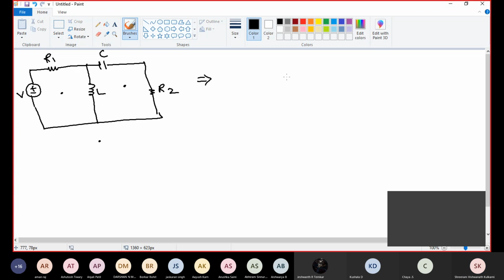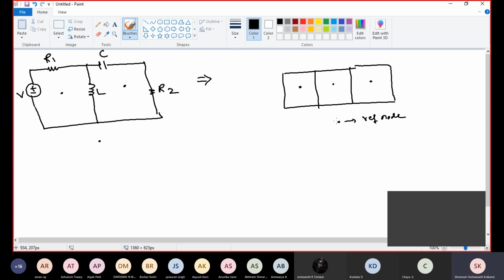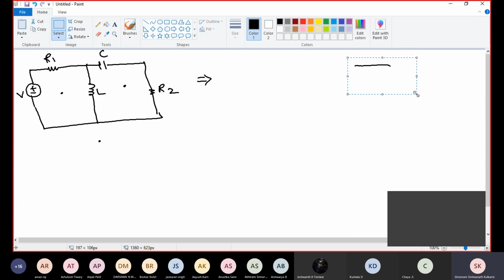Okay, if I am having 3 loops, then I need to place one dot in all the loops and one reference node outside the network. Now here for this example, you are having only 2 loops, so 2 dots inside the loops and one outside the network.